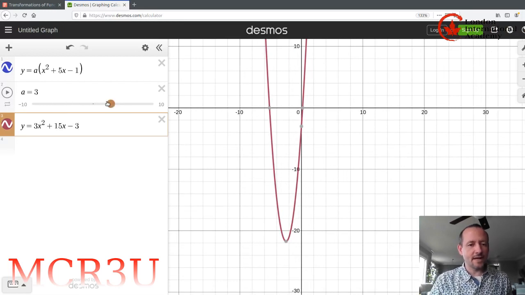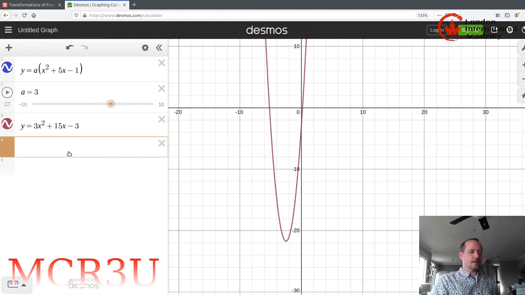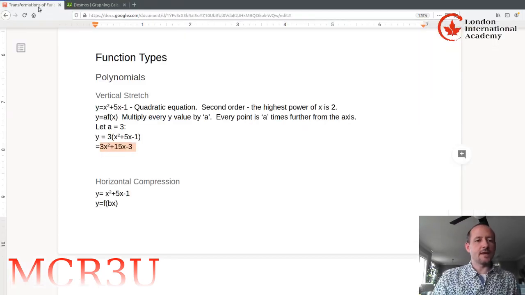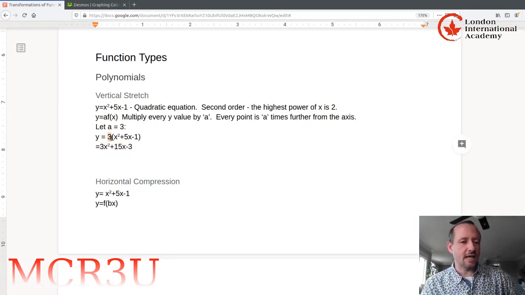If I make a slightly different, you'll see that they are very similar, but when I make a 3, they're the same function. Okay, so that's the first example, a vertical stretch on a polynomial. We just multiply each value in the polynomial by a number such as a, where a is equal to 3, and then you get a new function. So that's the vertical stretch.